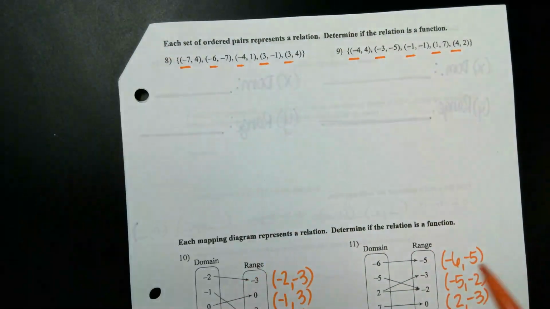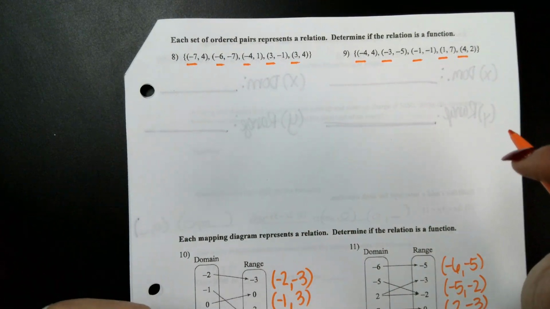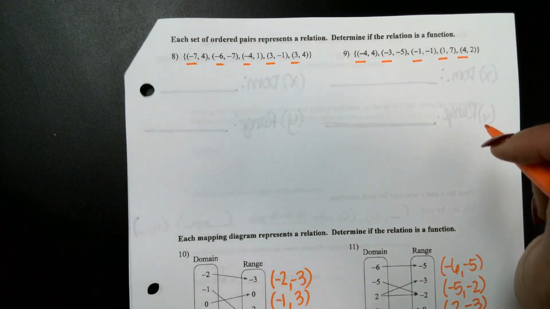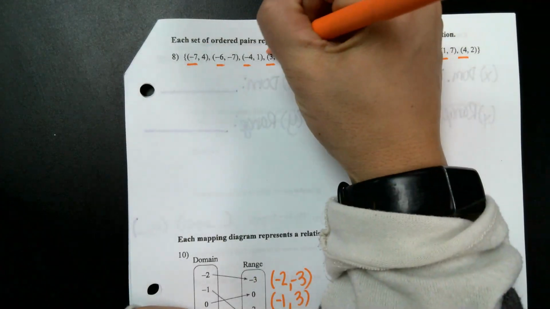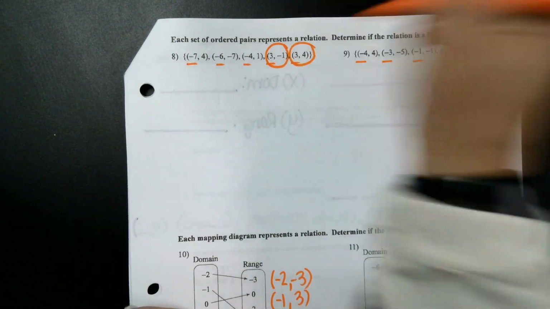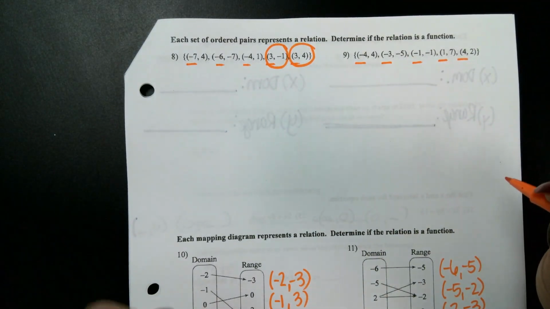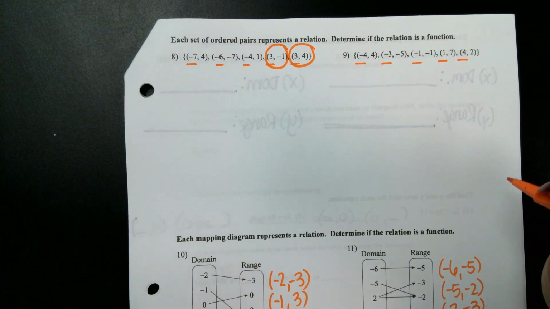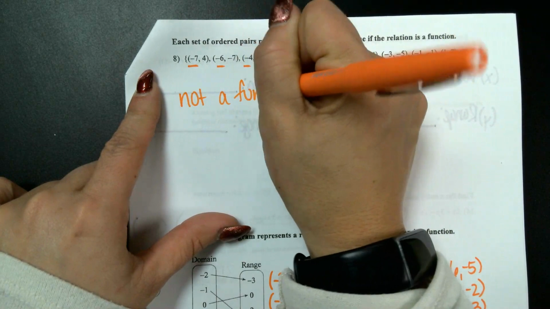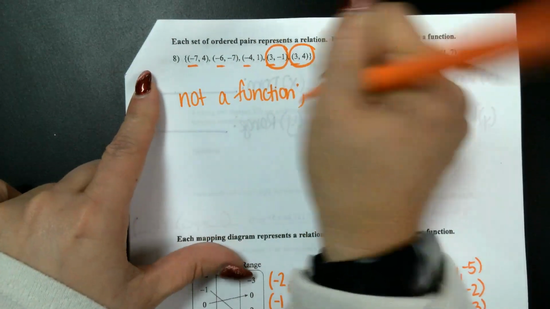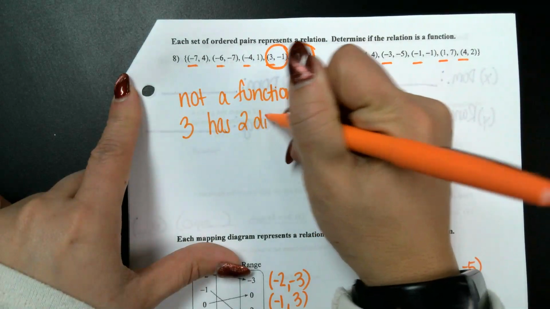Okay, so tell me about number 8. Is 8 a function? I see two x values of 3, and they have different y values. So that is not a function. Reason, the number 3 has two different outputs.